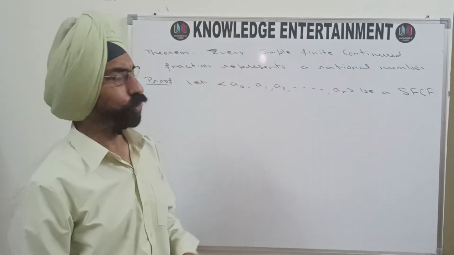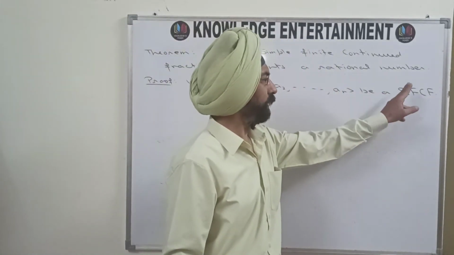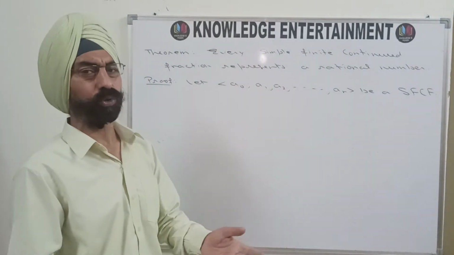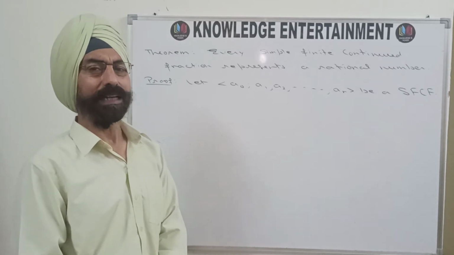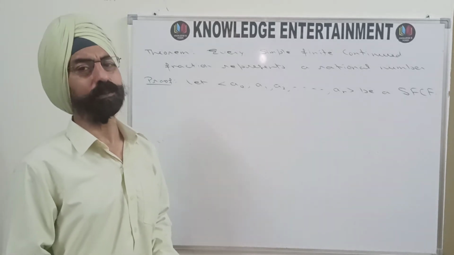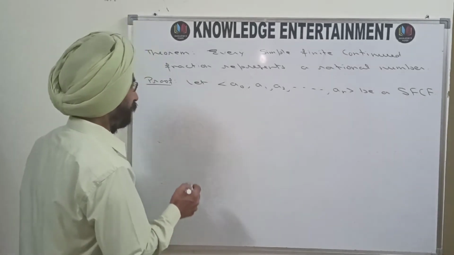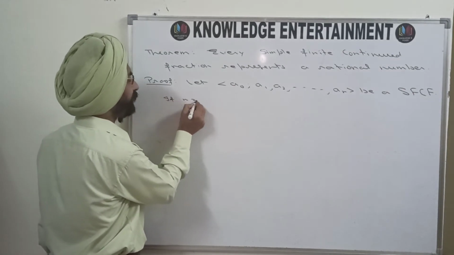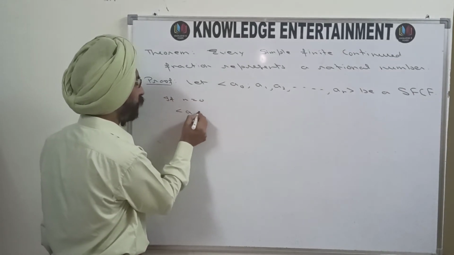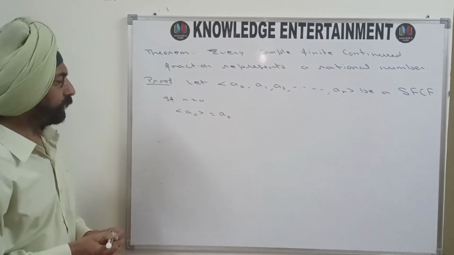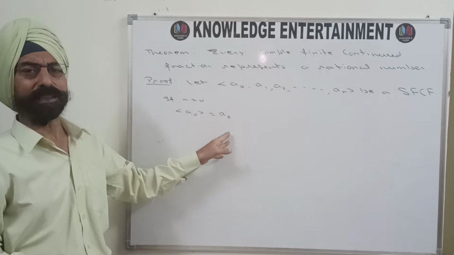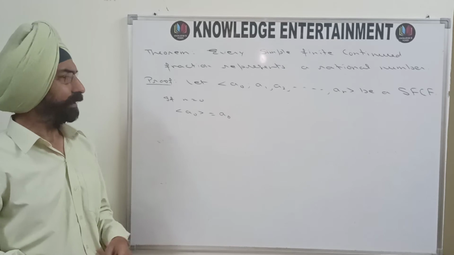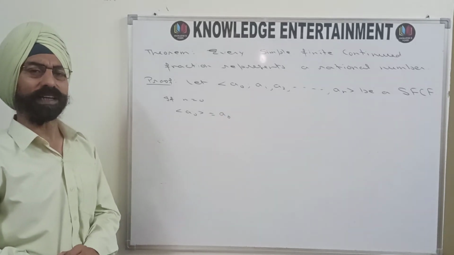I have used the shortcut notation simple finite continued fraction. So let it be a simple finite continued fraction. We have to show that it represents a rational number, and that we will prove by the principles of mathematical induction. If you are having only one term here, if your n is 0, that means this is just a0 is equal to a0. So a0 is an integer, and a0 is an integer means it is a rational number.